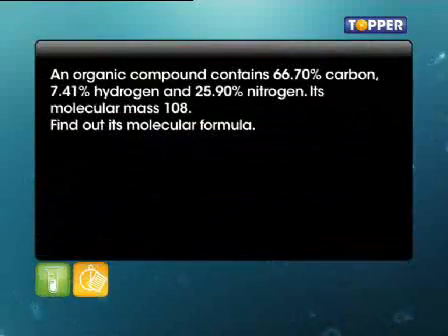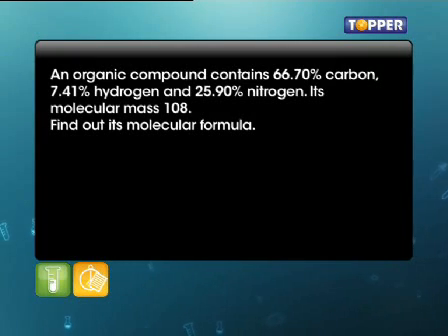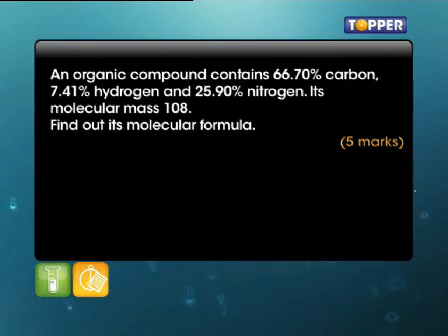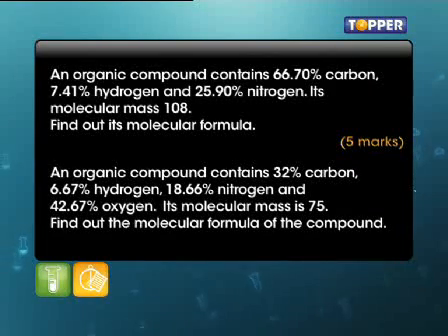That sounds like quite a list. Let me add to it. An organic compound contains 66.7% carbon, 7.41% hydrogen and 25.9% nitrogen. The molecular mass of the compound is 108. Find out its molecular formula. An organic compound contains 32% carbon, 6.67% hydrogen, 18.66% nitrogen and 42.67% oxygen. Its molecular mass is 75. Find out the molecular formula of the compound.